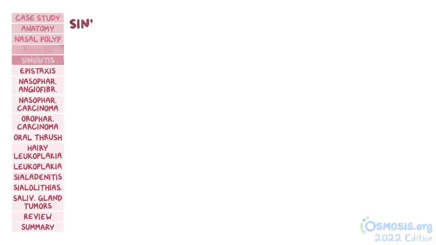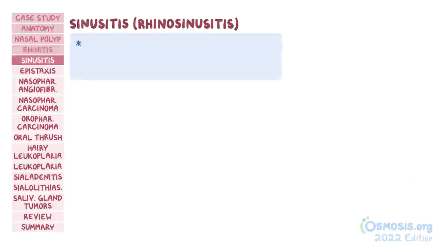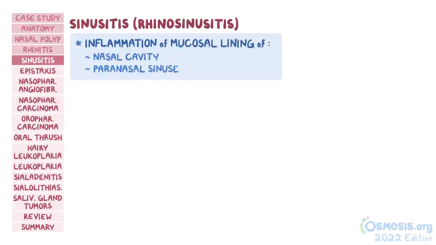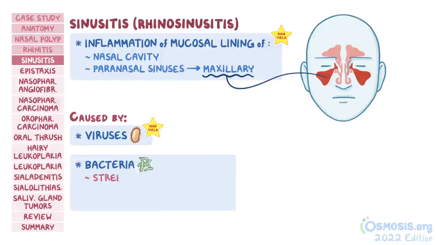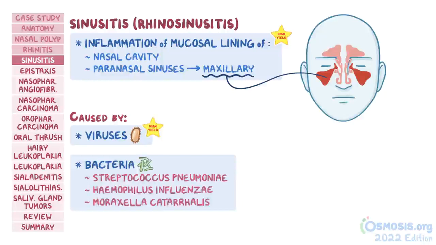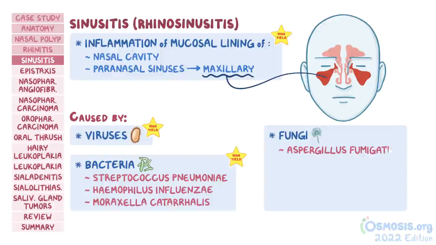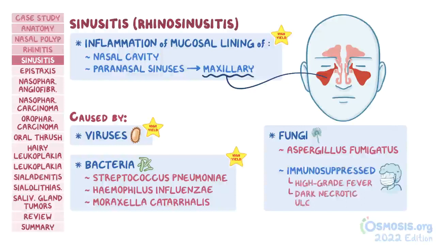Let's now discuss sinusitis or rhinosinusitis, which is the inflammation of the mucosal lining of the nasal cavity and paranasal sinuses, especially of the maxillary sinuses. It can be caused by either viruses or bacteria like Streptococcus pneumoniae, Haemophilus influenzae, or Moraxella catarrhalis. It can also be caused by fungi like Aspergillus fumigatus, but a high-yield fact to remember is that fungal sinusitis usually occurs in immunosuppressed people, and it can present with a high-grade fever and dark necrotic ulcers on the face.